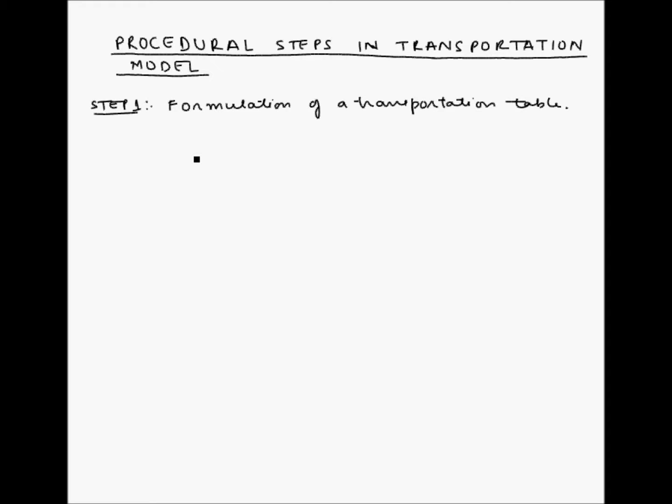So in this step, basically the supply from origins, the requirements or demand at destinations, and the cost of shipping from these origins to the destination is expressed in the form of a matrix which is known as the transportation table. Now, step number two is to establish a basic initial feasible solution.